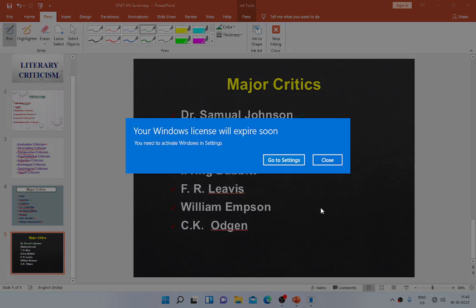Irving Babbitt is an American scholar. He is a literary critic and he is the head of the American New Humanist, which is a critical movement. He considered the 19th century romantic movement to be a legitimate augmentation of Jean-Jacques Rousseau's way of thinking of naturalism.